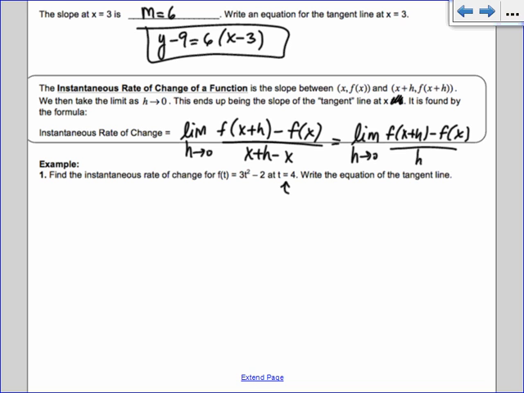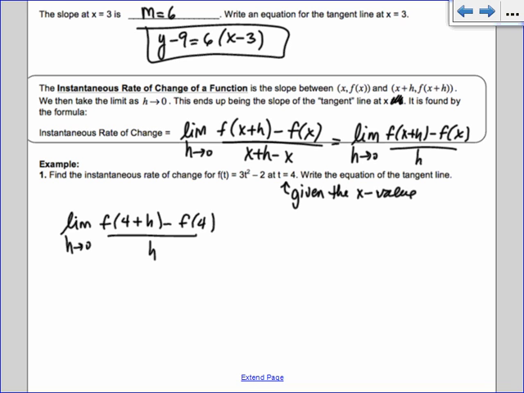So this one's telling us we're given the x value, in this case our t value. So when we set this up, we're going to say the limit as h goes to 0, and we're going to find f of 4 plus h minus f of 4 all over h. So we're trying to find that.